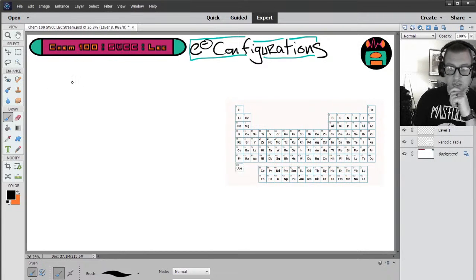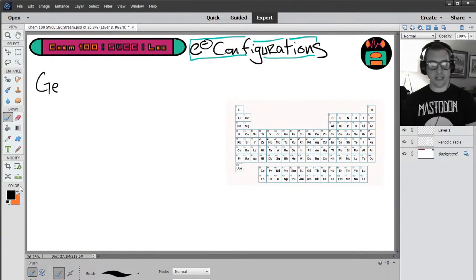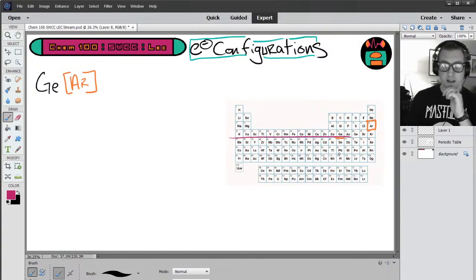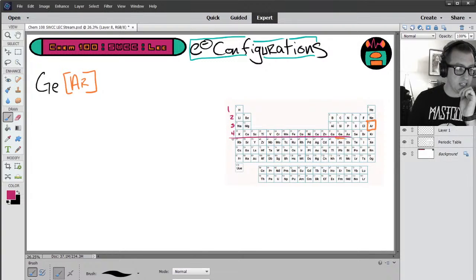All right, let's do Ge, germanium. All right, germanium is right here. Its nearest noble gas with fewer electrons is argon, so we're going to throw that in a bracket. Next, we have to establish the period, and germanium is down on the 4th period.